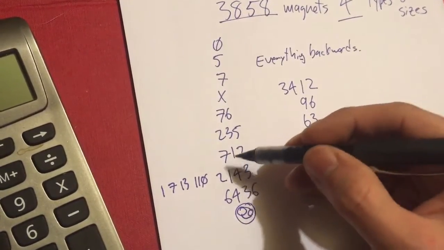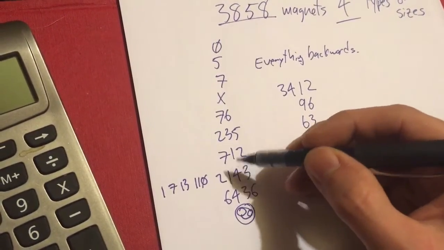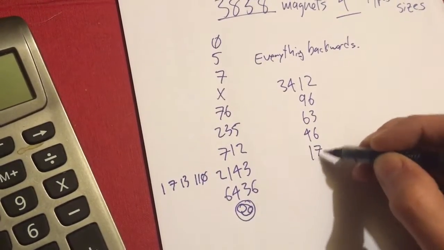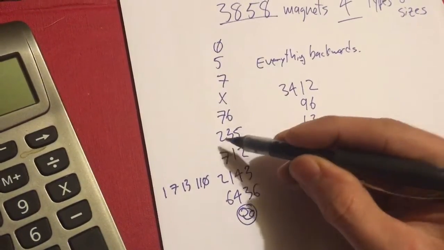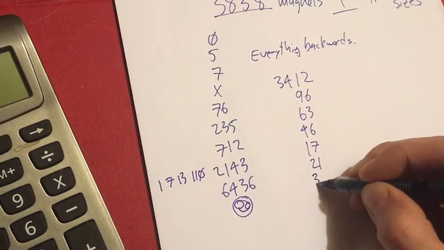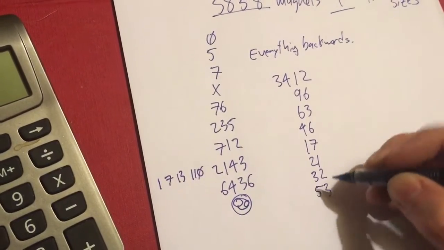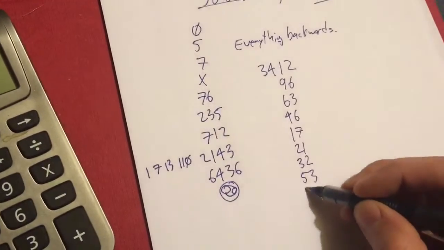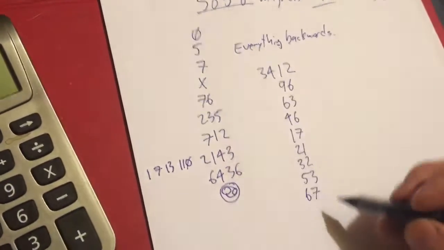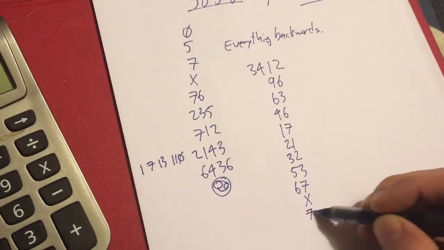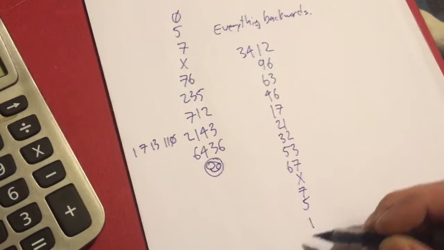That's taken care of. You're going to have here a 21 and a 17. Here you're going to have a 53 and a 32. Here you're going to have a 67. And then you're going to have an X, a 7, a 5, and a 0 is a 1.